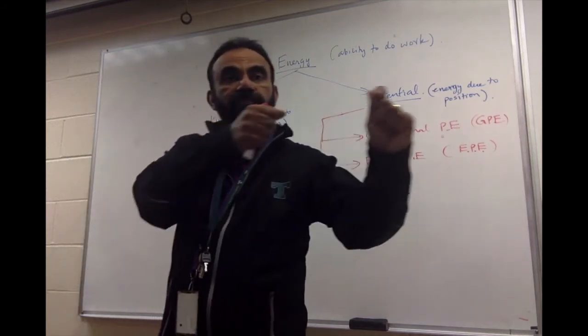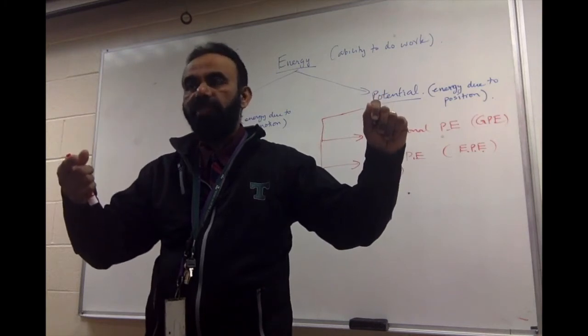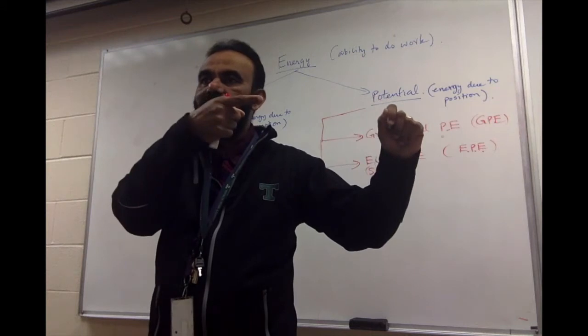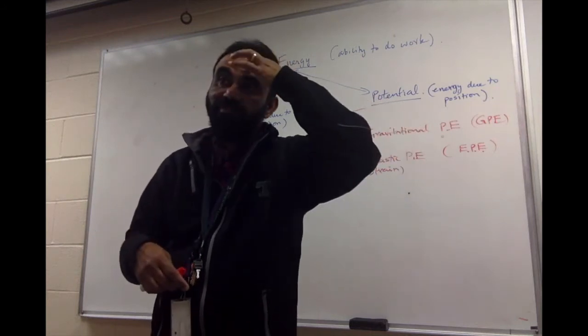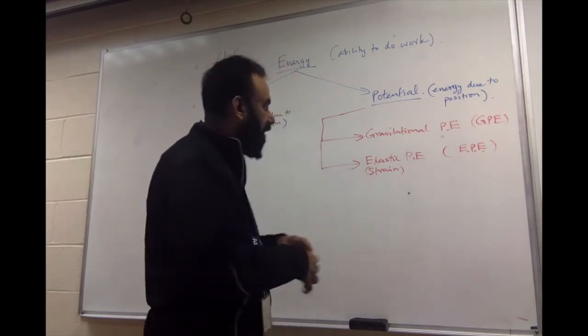Bow and arrow. When you pull the bow, you are actually storing energy in the form of elastic potential energy. When you release it, it is transferring that energy to the arrow in the form of kinetic energy. Is that clear?